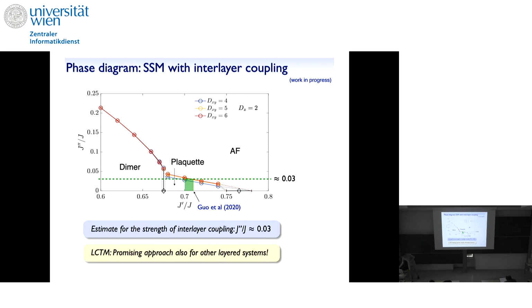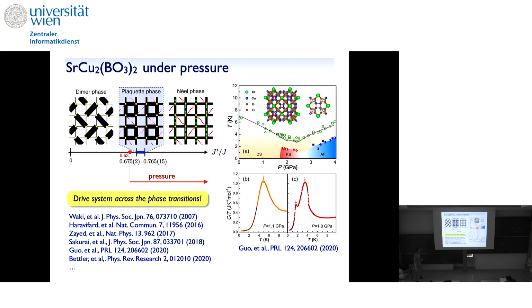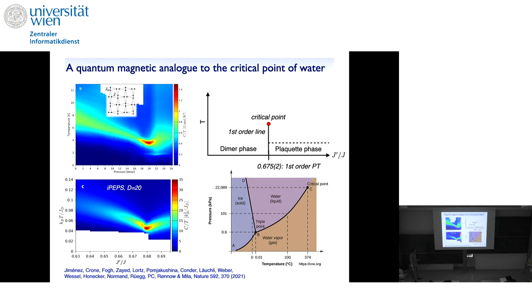All right, so in the remaining few minutes, I would just like to highlight a few other recent applications to strontium copper borate, using just the standard 2D iPEPS. The first one directly relates to the specific heat. We had a collaboration with the group of Henrik Rønnow, where we looked at the evolution of the specific heat under pressure and as a function of temperature. Here we used a finite temperature PEPS approach to compute the specific heat.